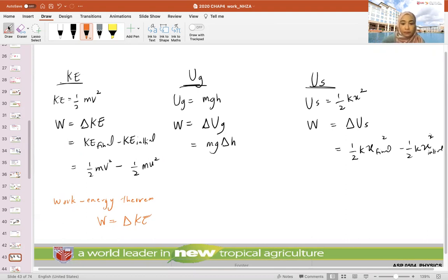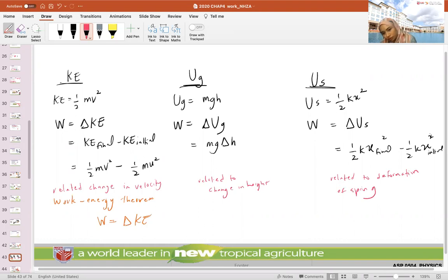Okay, so UG, what else do we know about UG? It is related to position. This one is related to velocity. Let me write that somewhere. This is related to change in velocity. This is related to change in height. And this is related to change in deformation. In this sense, deformation means compression or extension, related to deformation of the spring.